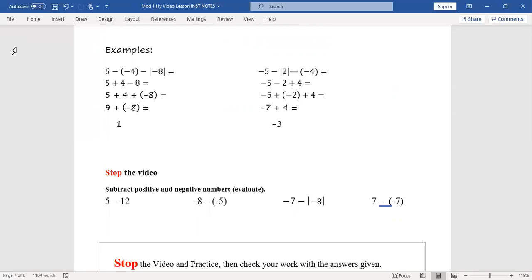The other example is -5 minus the absolute value of 2 minus a -4. Well, the -5 comes down. The absolute value of 2 is 2, so I just still keep my -2 there. And then I have a negative with a parenthesis with another negative. That becomes a positive. So the -5 minus 2 I can rewrite as an addition problem. -5 plus -2, which gives me -7. Now I bring down the 4. I have -7 plus 4, different signs. So I really subtract, and I get a -3.